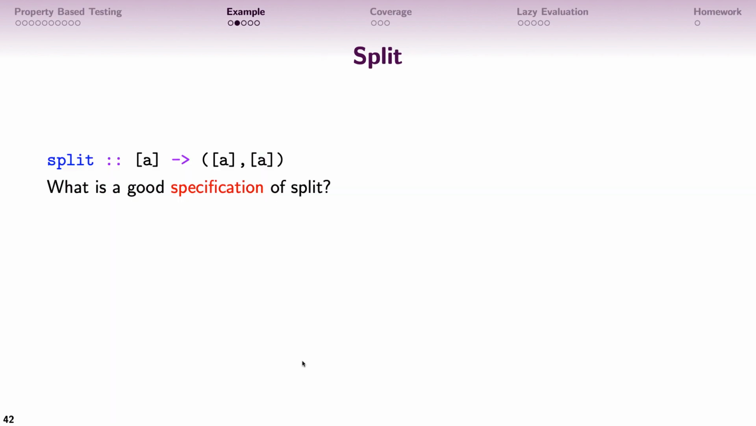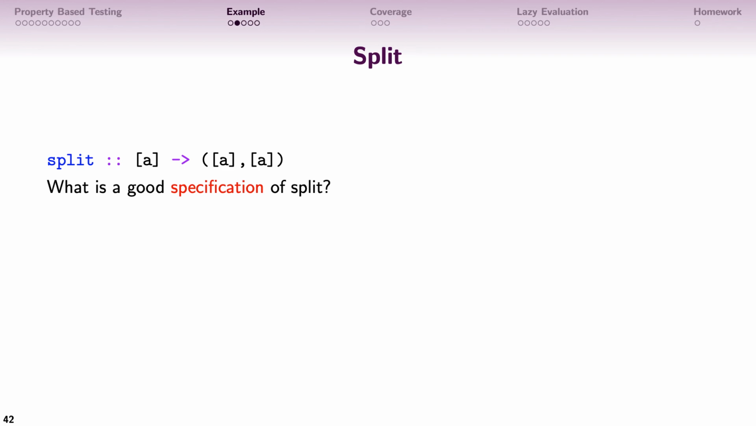So split is the first function that we need to implement. So what's a good specification of split? Remember that we want our specification to capture everything we want this function to do and everything we want our function not to do.